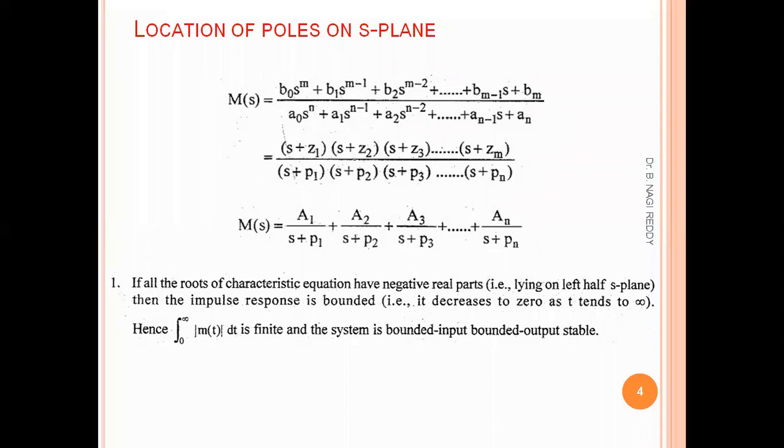In the previous class, we have seen the stability concept and the different types of stabilities and their definitions. In order to define the stability of any system, we must know the location of poles. So based on the location of poles, we will decide how the stability of that system will be. Those conditions can be identified based on the location of the poles.